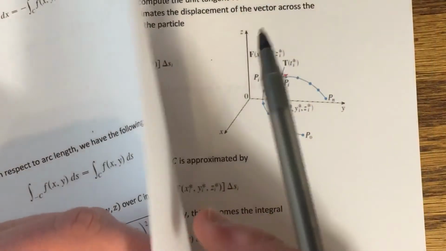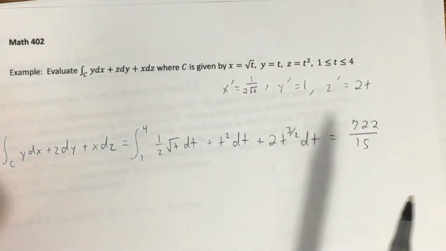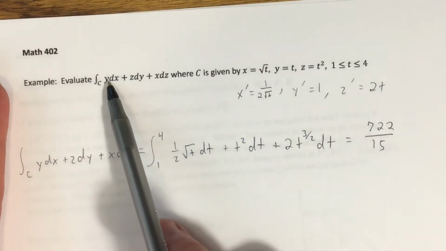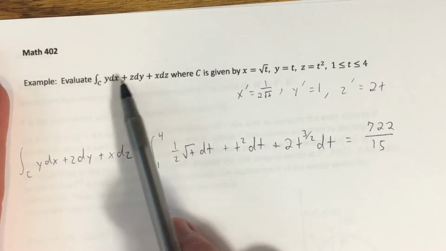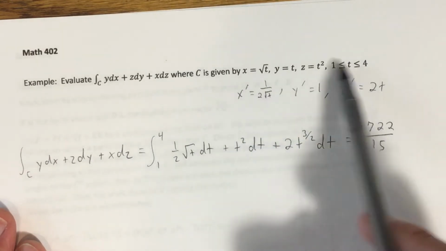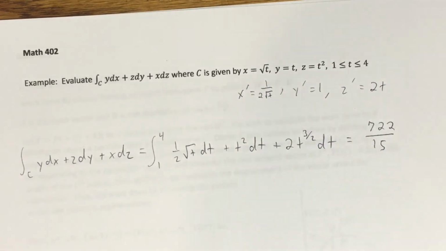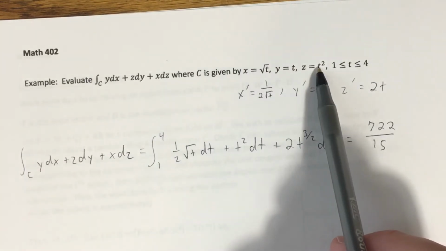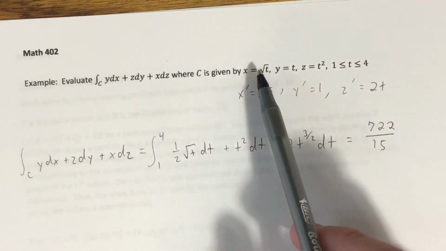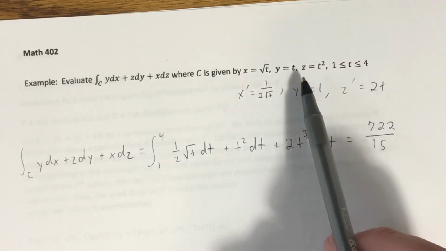So let me take a look at an example here. I worked this example out ahead of time, so we're just going to take a look at it. In this one, we're evaluating the line integral, where the integrand is y dx plus z dy plus x dz, and C is given by this parametrization right here. There's a good amount of problems in the book where you're given the parametrization from the very beginning, and those are nice because a lot of the time a decent amount of work goes into just finding a parameterization in the first place.